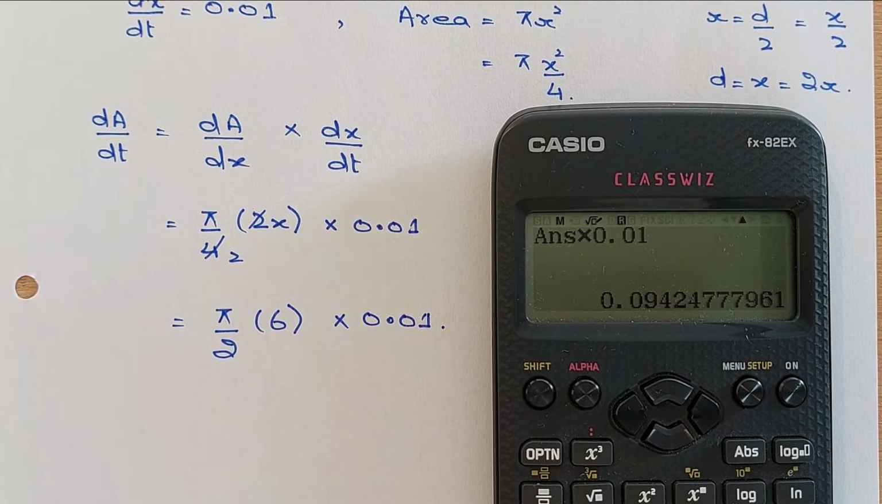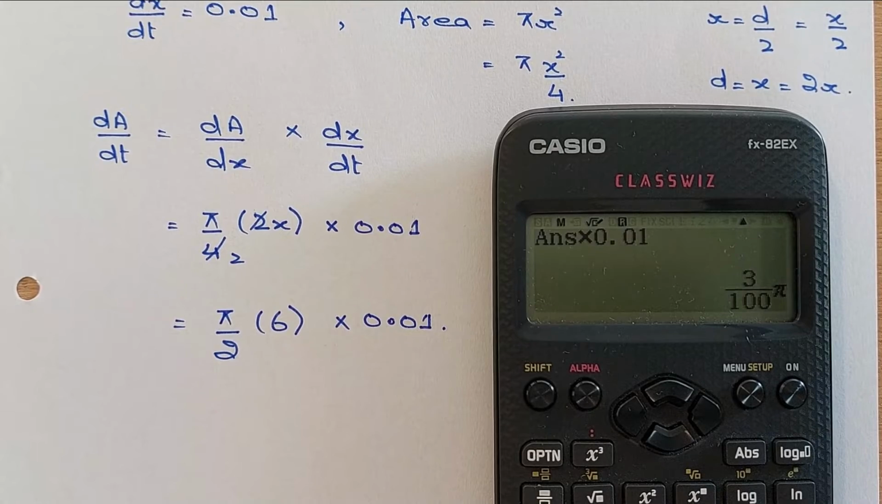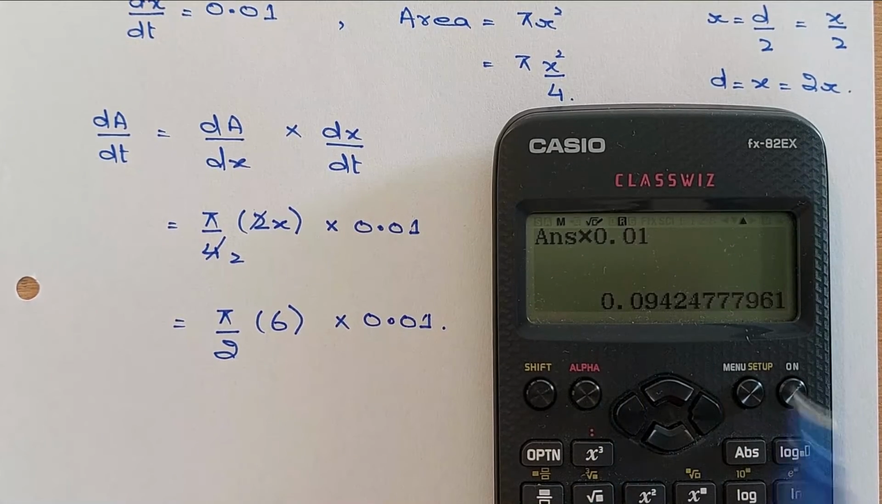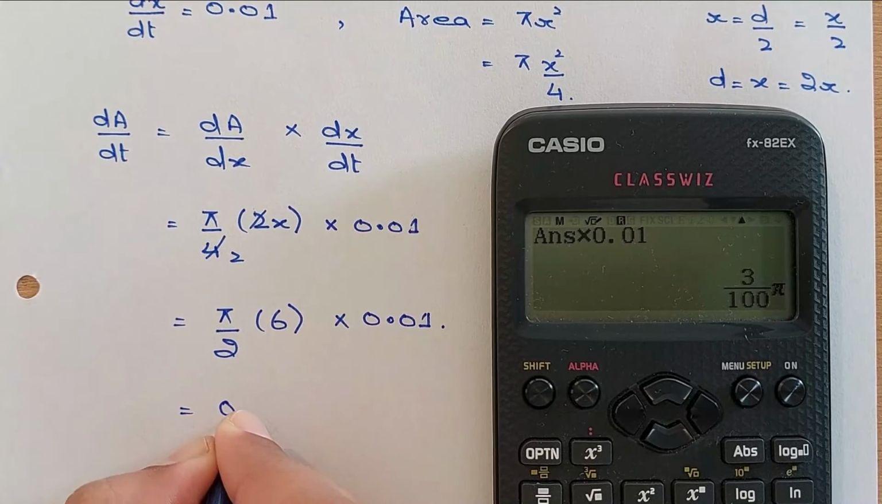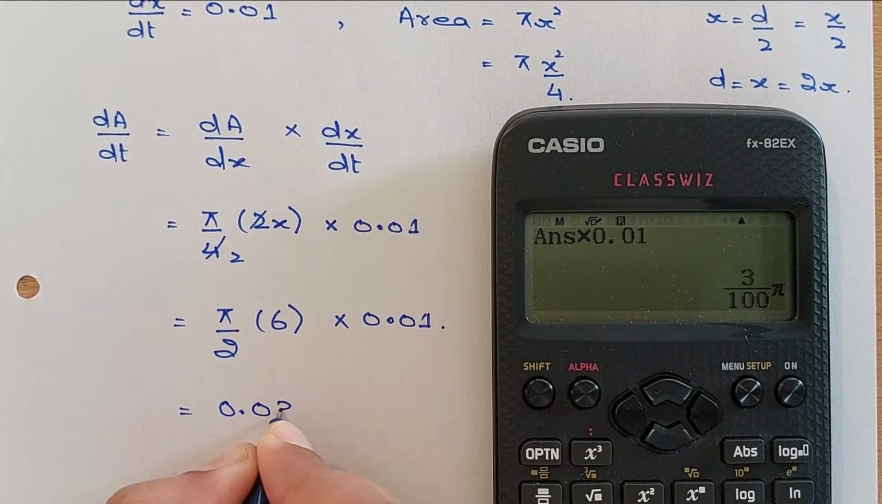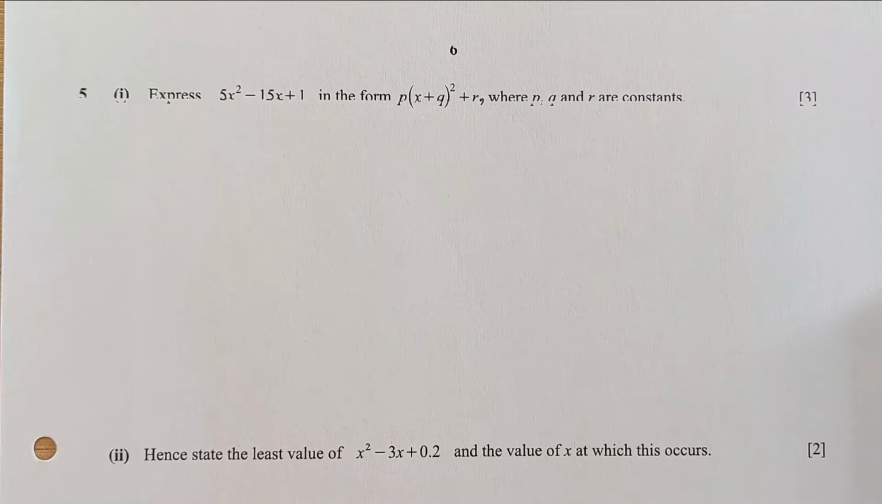So this is equals to 0.094, or I can write this as 0.03 pi, because 3 by 100 is 0.03 pi.